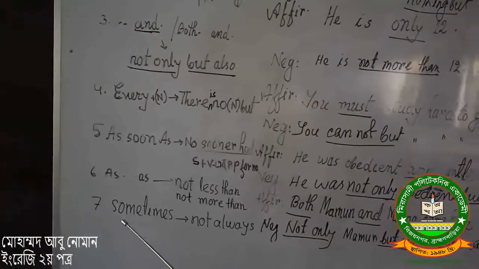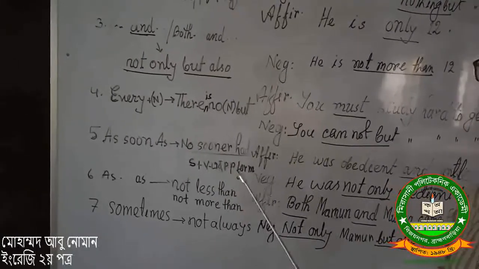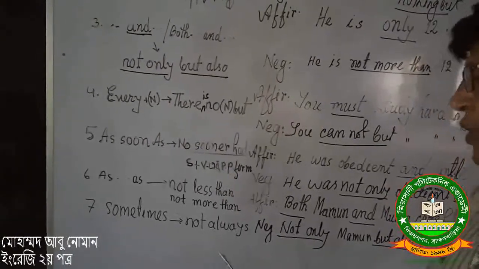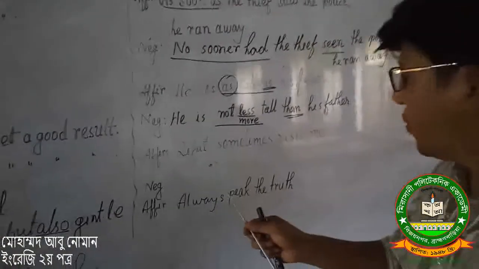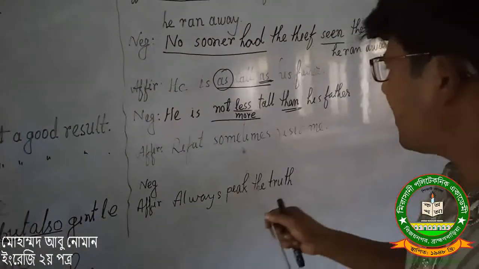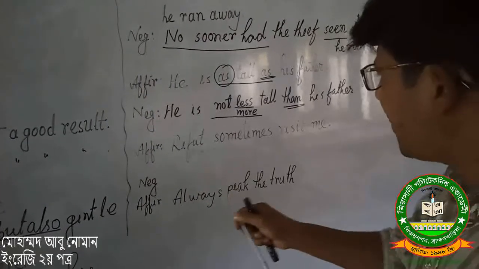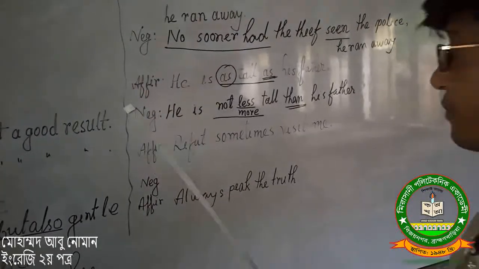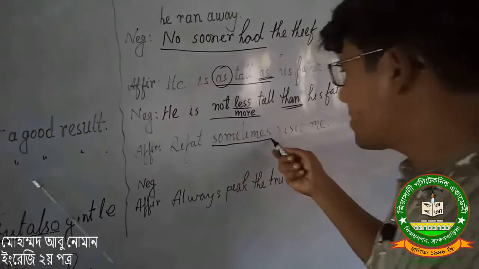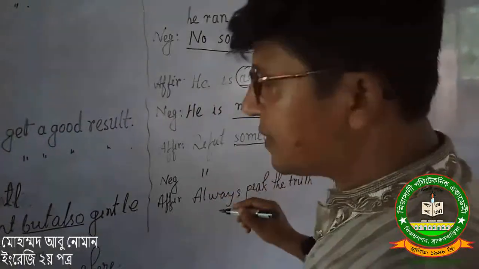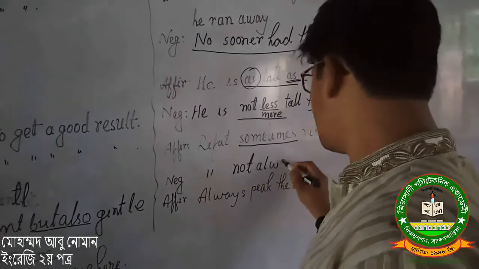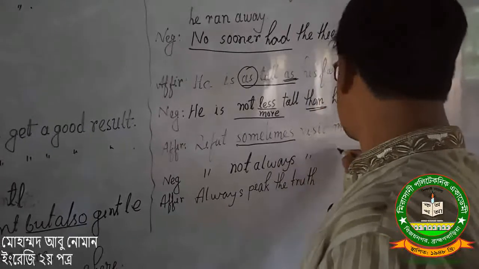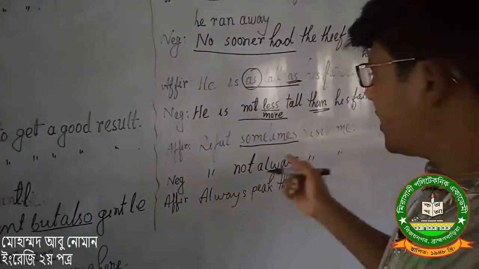Here is another rule. If we find "sometimes" in an affirmative sentence, instead of sometimes we may write "not always". Here is another sentence, look at the board: refer sometimes, visit me. Here I found sometimes. Here we may write: refer, not always, visit me. That is turned into negative.